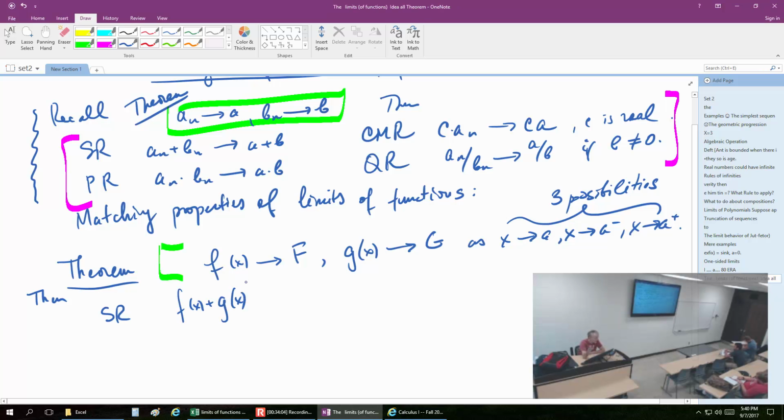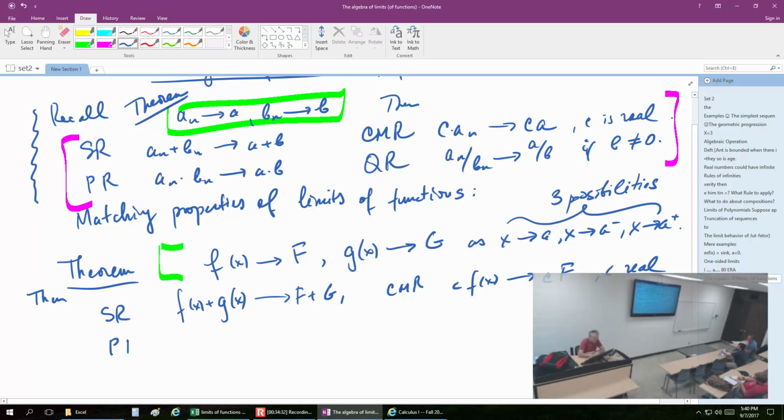Just as we have algebra of limits, just as we have the algebra of sequences, we can add them one by one. We can add functions. Maybe that is worth reviewing, but let's first write this up. So it's f plus g. Constant multiple rule is c f of x. Limit is cf, c real.